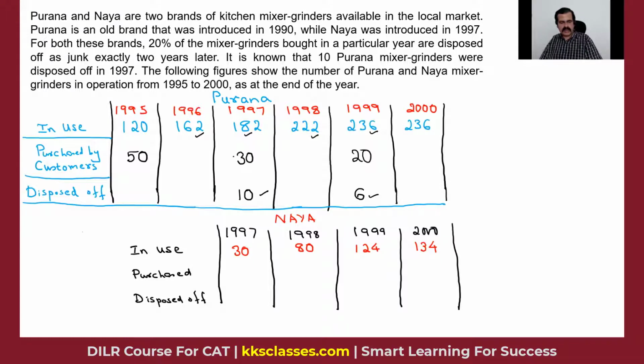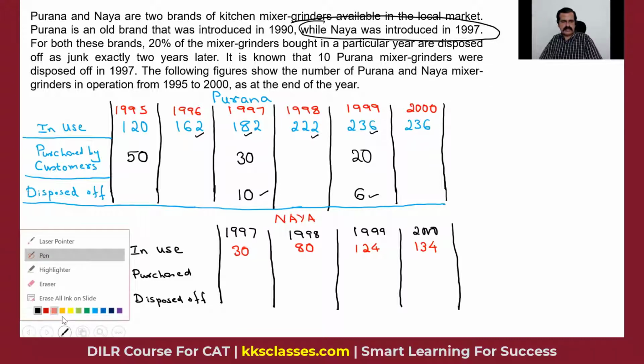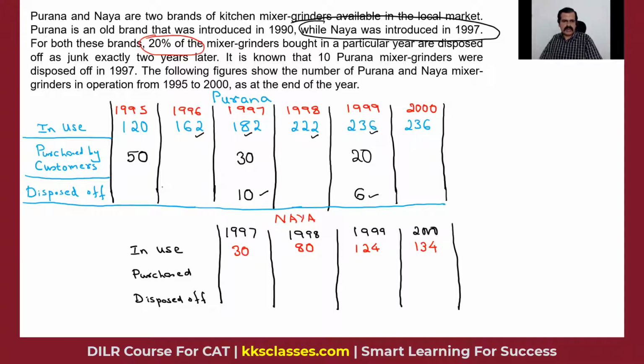Now coming to the Naya mixer grinders. Now that's interesting. In the case of Naya, it says that Naya was introduced in 1997, and then 20% of those bought during that particular year were disposed of 2 years later. So Naya came into existence in 1997, and 30 items are being used by customers.